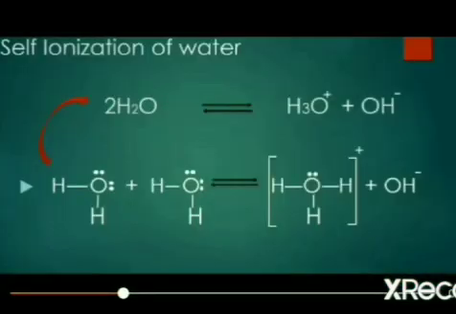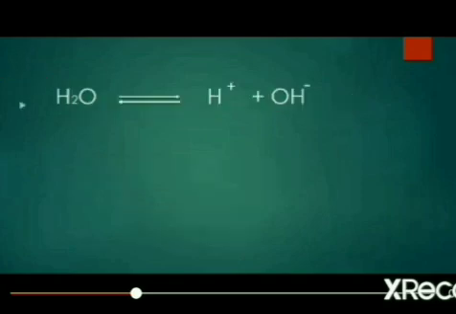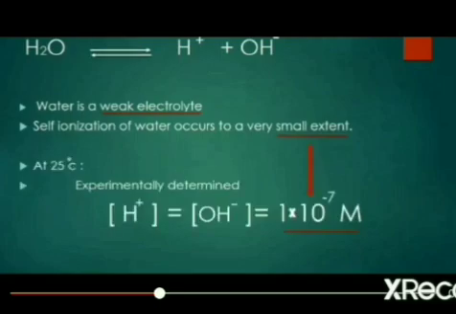Self-ionization of water can simply be written as two water molecules ionizing to form a hydronium ion and OH minus. This is called auto-ionization of water. Simply, one water molecule ionizes and forms H plus and OH minus ions. Although water is a weak electrolyte, self-ionization occurs to a very small extent, that is 1 into 10 raised to the power minus 7 M at 25 degrees.